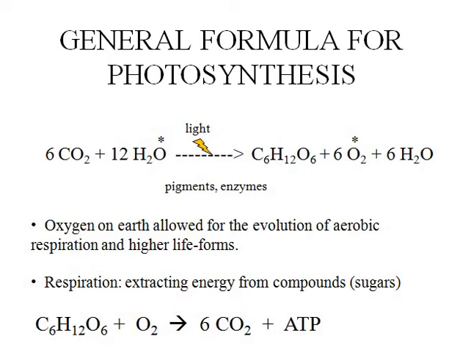Now in this slide we will discuss the general formula for photosynthesis. Here we can see that 6 molecules of carbon dioxide are combining with 12 molecules of water, and in presence of light, pigments and enzymes, a glucose molecule is produced, and with it 6 molecules of oxygen and 6 molecules of water are also produced. The oxygen that is required for us to breathe is produced by photosynthesis, and that glucose molecule is used in the respiration process to extract energy from the compound.